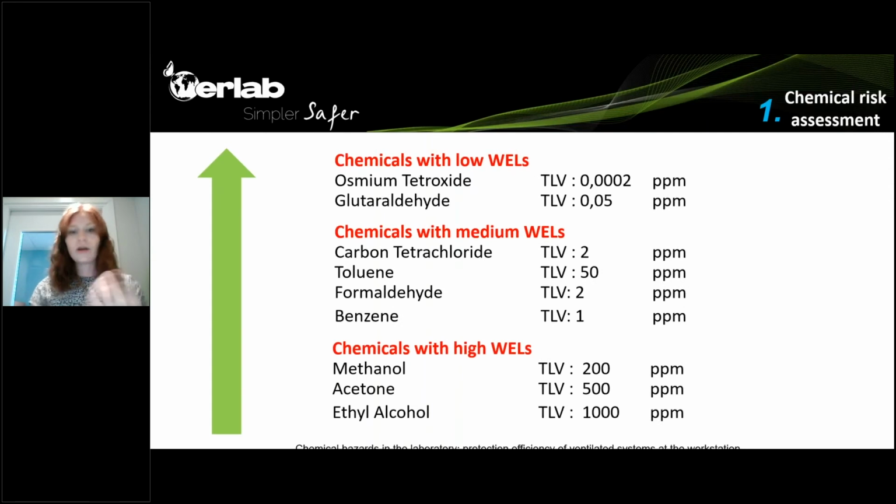Here you have some examples of different WELs. Of course, the lower the WEL, the more dangerous the product. For instance, for acetone, chemists can be exposed to a 500 ppm concentration, whereas for a chemical such as glyceraldehyde, the threshold limit value is 0.05 ppm, which means that chemists should never be exposed to more than 0.05 ppm of glyceraldehyde.